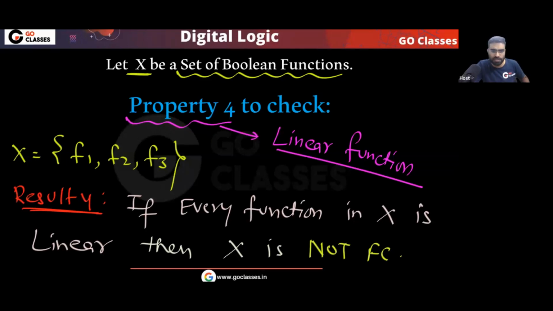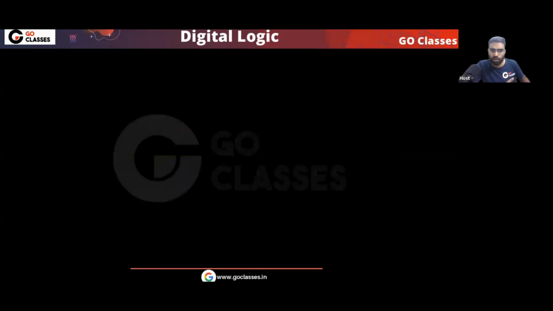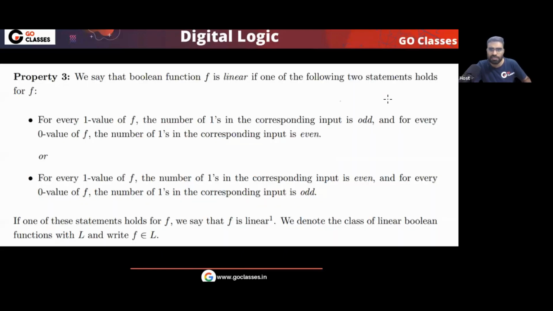Okay, so very simple, this result. We have already seen what a linear function is. If you remember this definition, did you watch the lecture on linear function? When can we say a Boolean function is linear or not? Did you watch it? Please let me know.